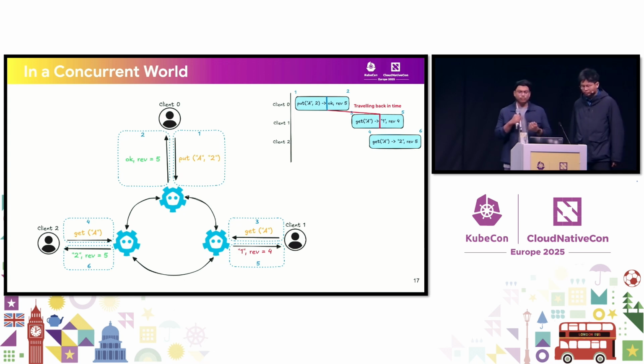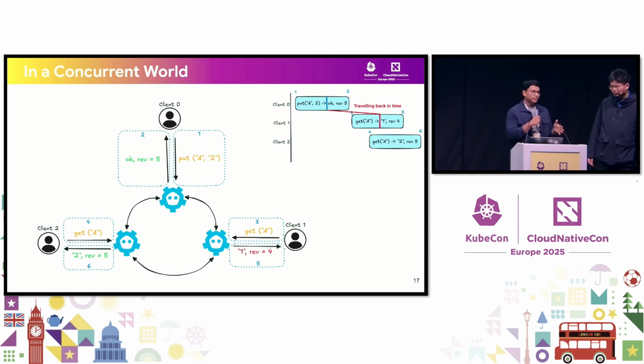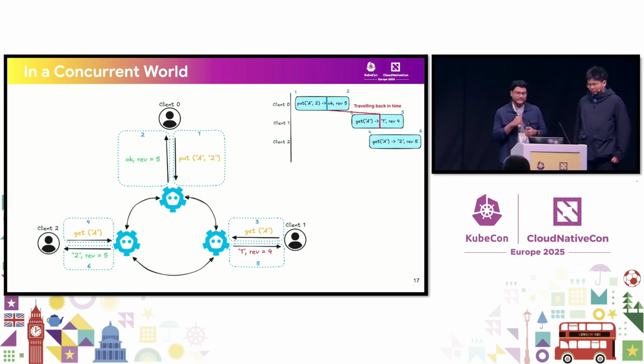avoid. As a general rule of thumb, the revision should only increment, and at any point of time, the current revision should never be less than the previous revision. And in this case, the client 1 is seeing a previous revision or a stale revision, which means it's traveling back in time, and that's not allowed.